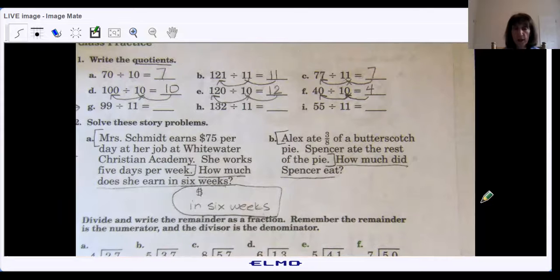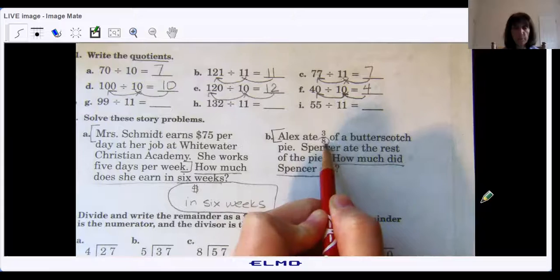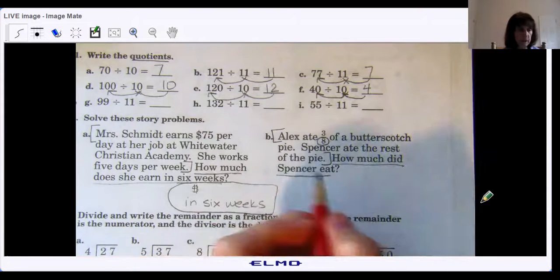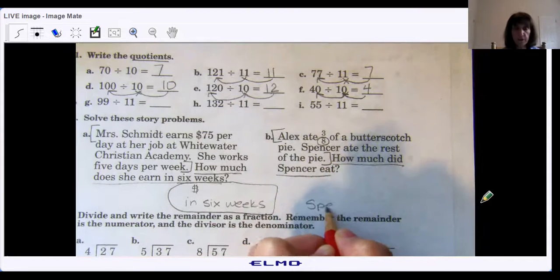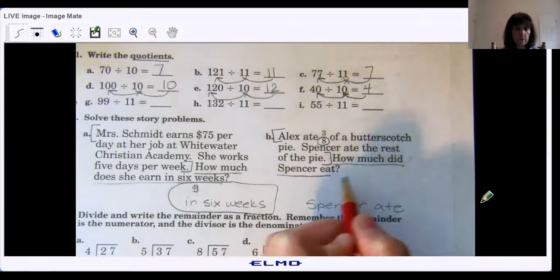All right, how much? What is the total number? Look at your denominator. What is the total number of pieces altogether? We want one whole pie. So one whole pie minus what Alex ate will give you how much Spencer ate. And you're going to put your answer in a circle, and you're going to put Spencer ate, whatever it is. Don't forget your fraction, if that's going to be a fraction.